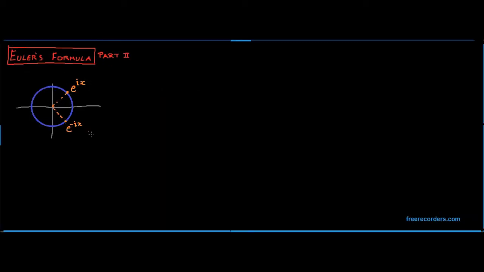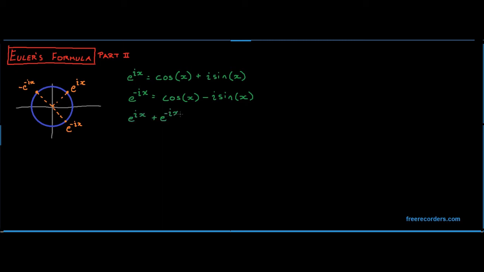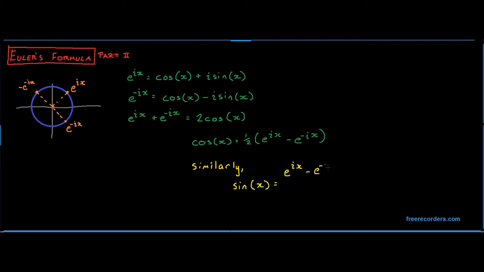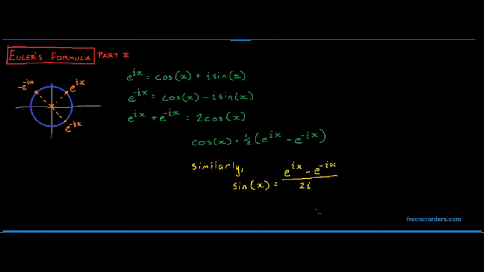What if we wanted to isolate and examine just the real part, cosine of x? We start with the general form of Euler's formula. Then we look at the circle and see that the polar coordinate e to the negative i x is equal to cosine of theta minus i sine of theta. We add the equivalencies, which gets rid of our sine term, then solve for cosine of x. Using a similar method, we can show that sine of theta is equal to e to the i theta minus e to the negative i theta, divided by 2i.